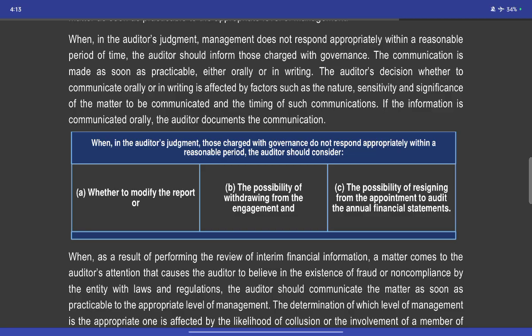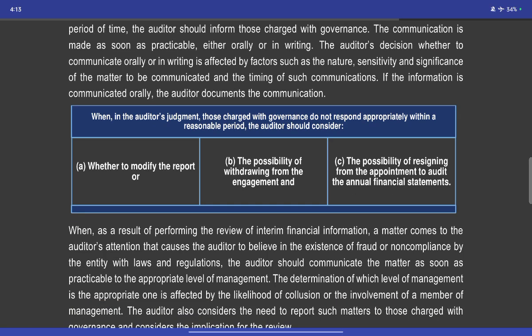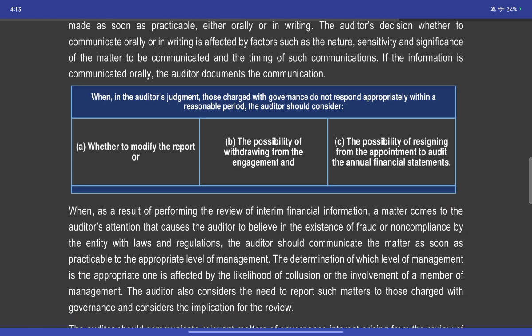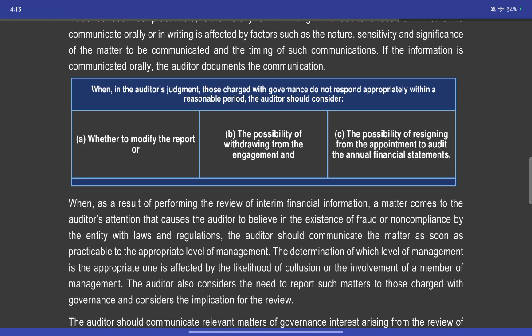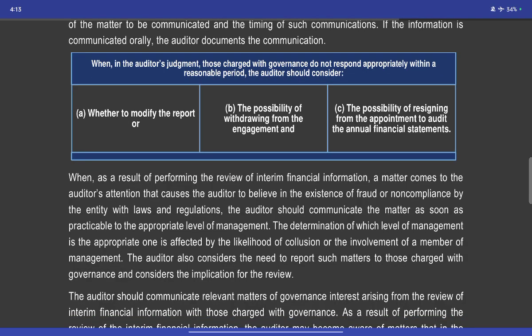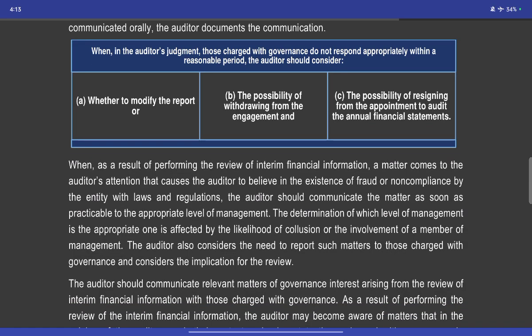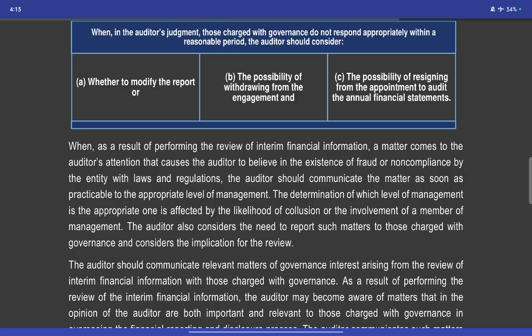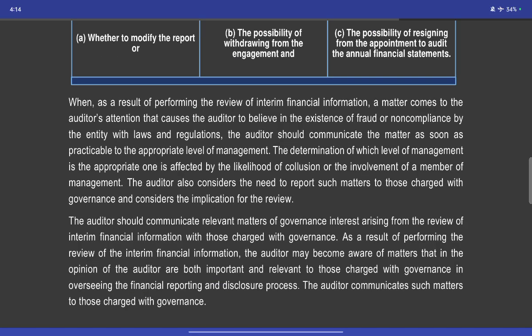The communication is made as soon as practicable, either orally or in writing. The auditor's decision whether to communicate orally or in writing is affected by factors such as the nature, sensitivity and significance of the matter to be communicated, and the timing of such communication. If the information is communicated orally, the auditor documents the communication. When, in the auditor's judgment, those charged with governance do not respond appropriately within a reasonable time, the auditor should consider resigning from the appointment, withdrawing from the engagement, or modifying the report.